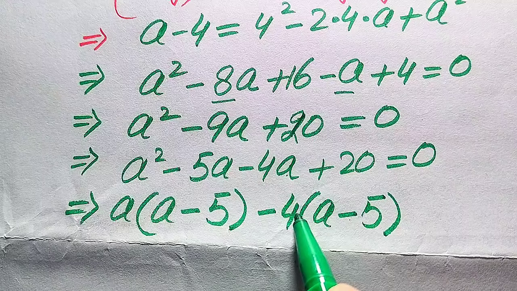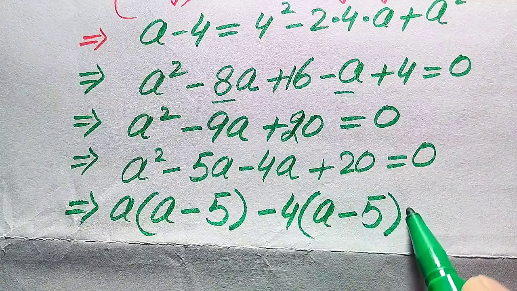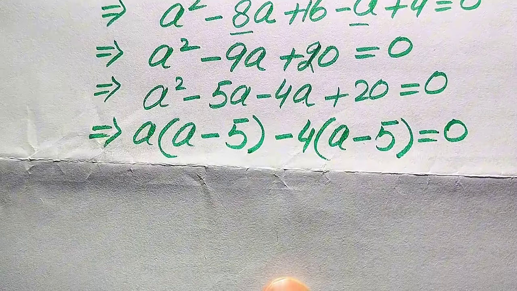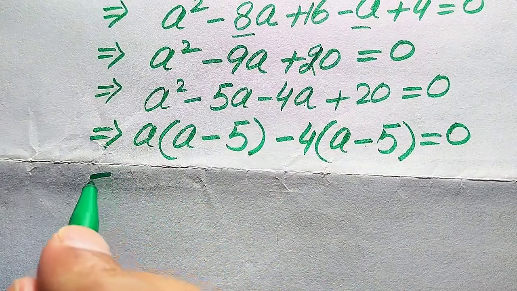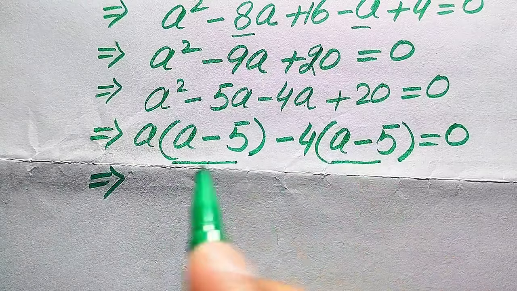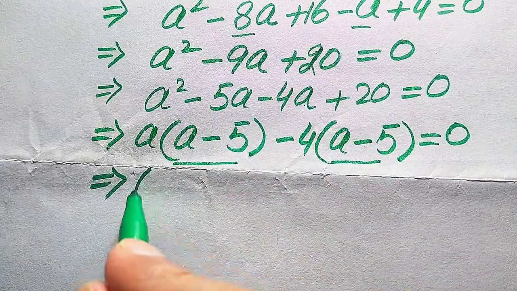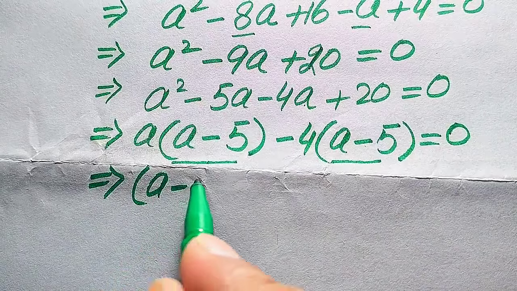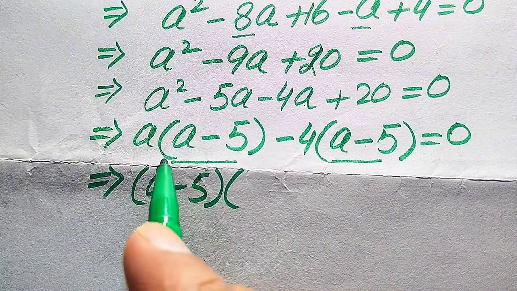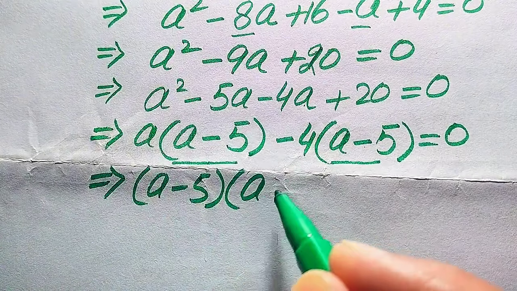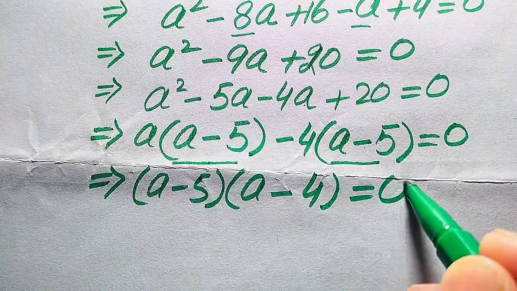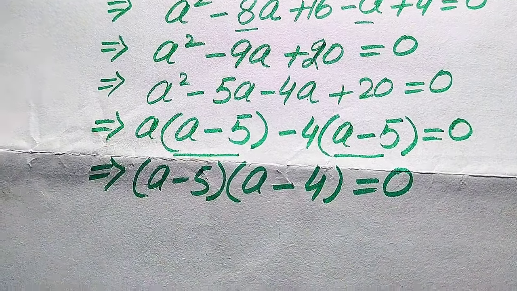When we take common 4, here we get 5 only, and this whole equation is equal to 0. Further, in the next step, we need to take common a minus 5, and you see here the a minus 5 factor lies in both of these terms, so we will take common a minus 5 and the remaining values are, from here we get a, and from here we get 4, and this whole equation is equal to 0.